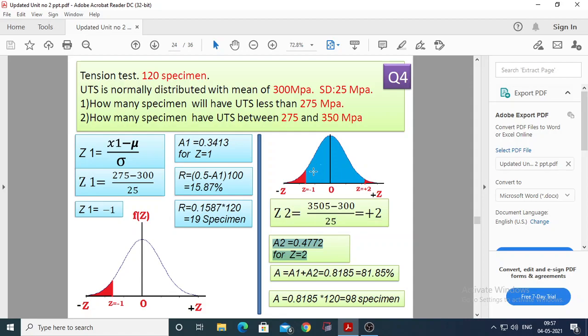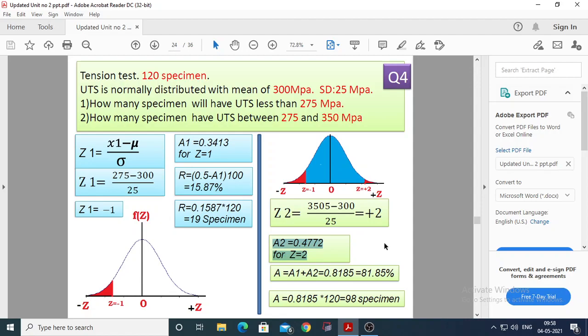The half portion we have already found out. If you plot the graph, f(z) versus z, this half portion will be drawn. Here you will get plus 2, z equal to plus 2. Then what do we want to calculate? How many specimens are in the accepted area, this blue color, not rejected. We want to calculate how many specimens have UTS between 275 and 350 MPa.